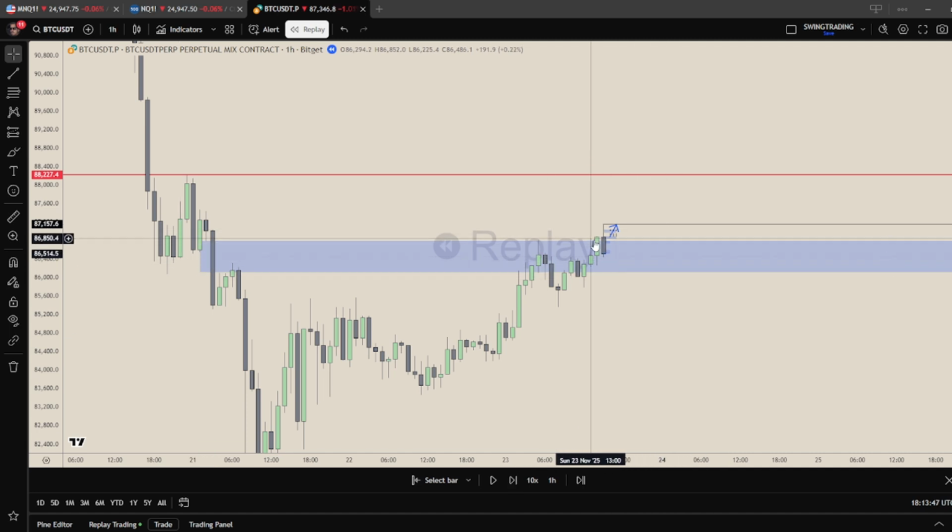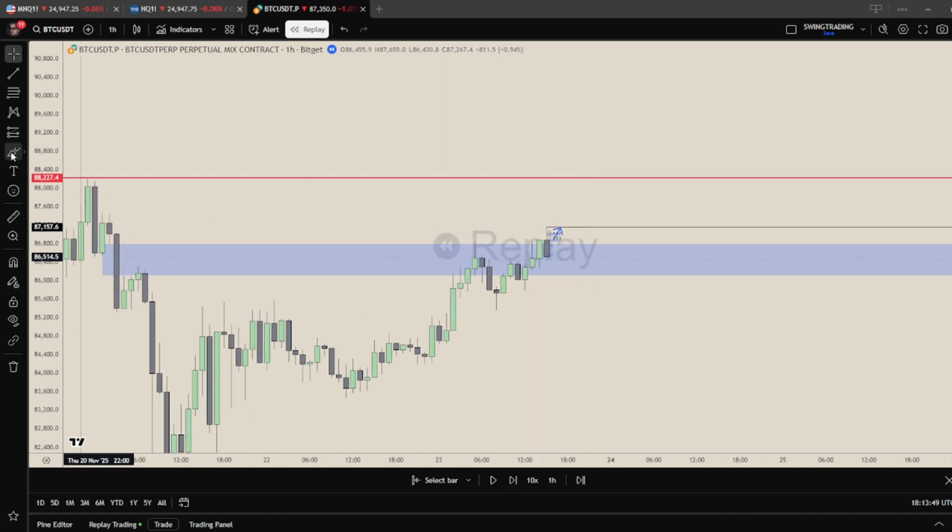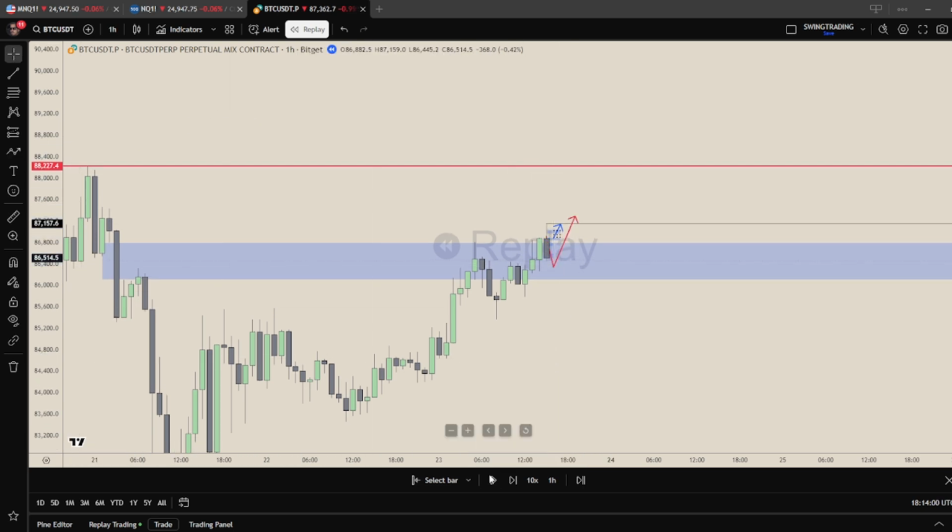inversion right here, I was waiting for a retracement to this POI, and then on the lower time frame I was looking for an execution, because every high time frame expansion, retracement, expansion is a lower time frame market maker model.